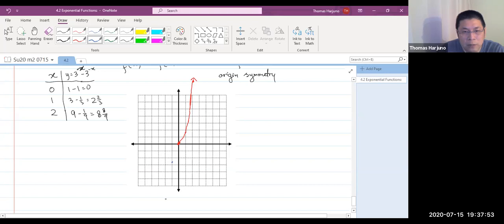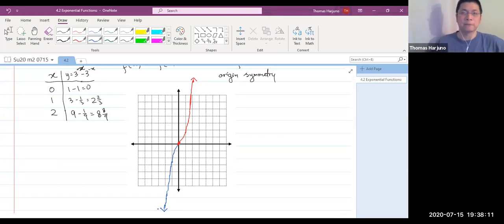6, 7, 8. If you copy the red one and then you rotate that with respect to the origin, it will look approximately like this. Okay. You can confirm that this is actually an odd function.